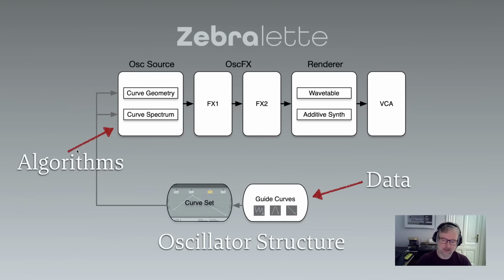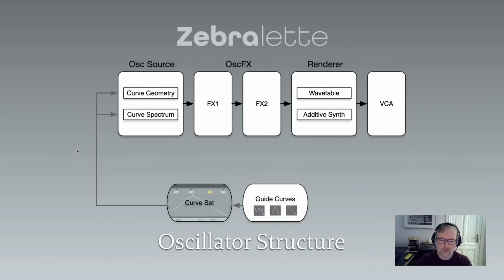And just like I said, maybe the main realization about it all is that when you have this structure, both the curve set as well as the guide curves can be reused in other areas of the oscillator. So in the effects section, like the FX1, FX2 oscillator effects, like filters, that kind of stuff. But you can do more with it.